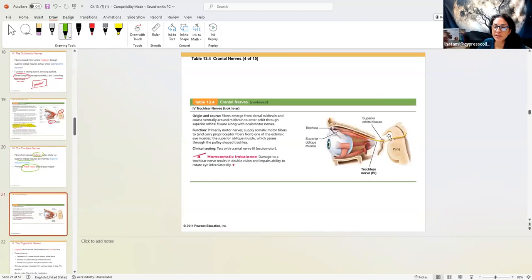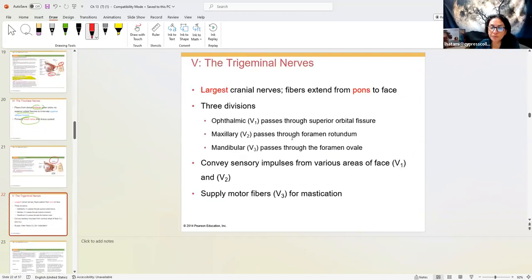Again, through this picture, you can see cranial nerve number 4, or the trochlear nerve, which is a very fine nerve. It comes from the midbrain, and then by passing through the superior orbital fissure, it goes to the muscle around the eye for eyeball movement.